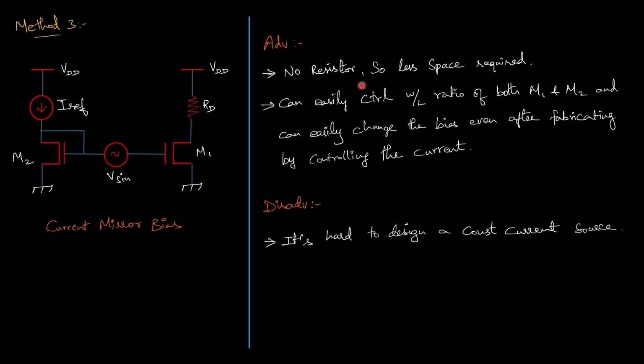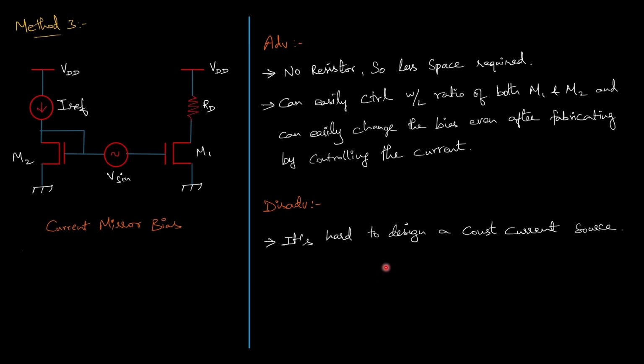No large resistor, less chip area, and the bias current can be tuned by changing the reference current, easy to adjust even after fabrication by controlling the bias current. And as usual, this circuit has its own trade-off. Designing an accurate constant current source itself is not easy, which is exactly why we spent several videos learning current mirror and current source before reaching this point.